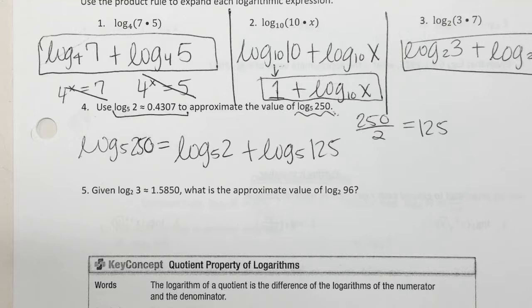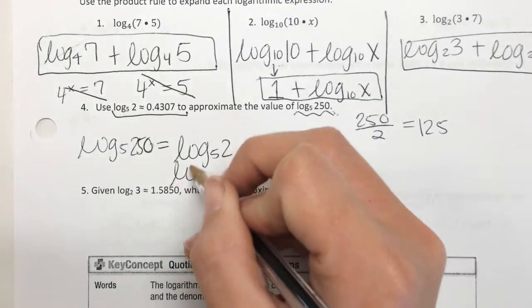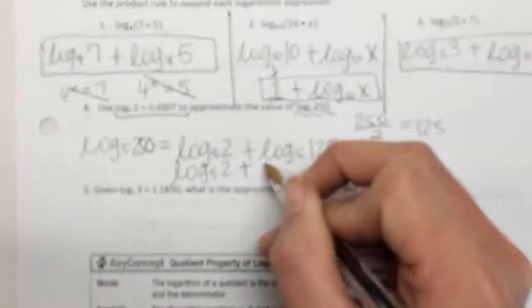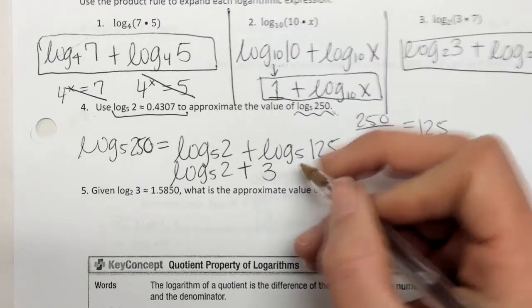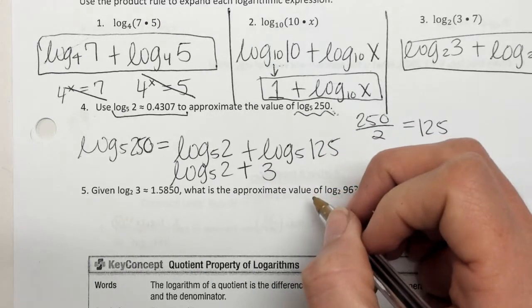Do we know log 5 of 125? No. You sure? Think about it. 3. Who said that? Good. How'd you get that? Because 5 to the third is what? Good. Everybody see how we got that? Okay. So now we can write it as log 5 of 2 plus what? 3. But is it log 5 of 2 plus 3?